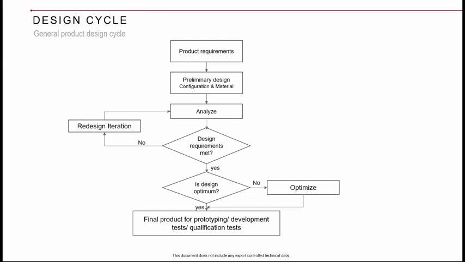So, when you look at any general product design cycle, it will look the same way. You have product requirements and a preliminary design. You first evaluate the preliminary design against the configuration and functionality requirements. Then you analyze it and see whether all design requirements are met. If not, you go for a redesign iteration. If yes, we see if the design is optimized or not, optimize it, and finally build the prototype and go for development tests or qualification tests.